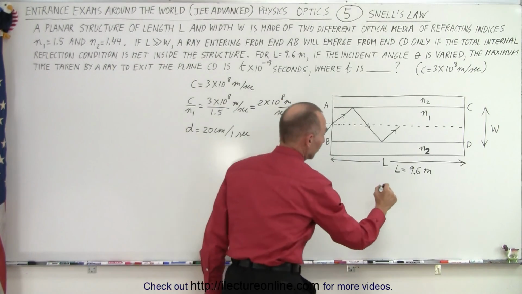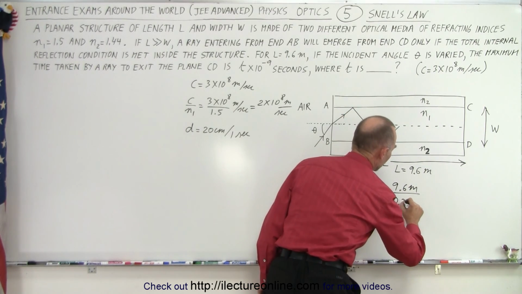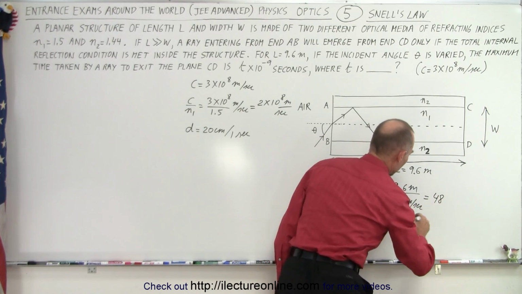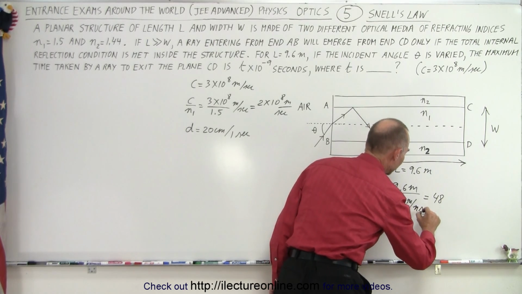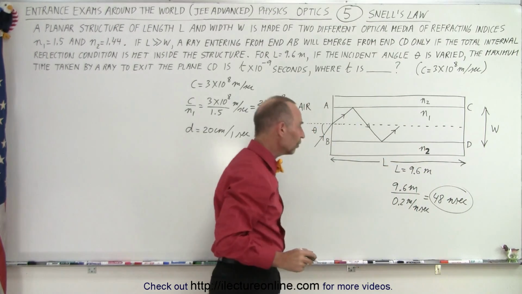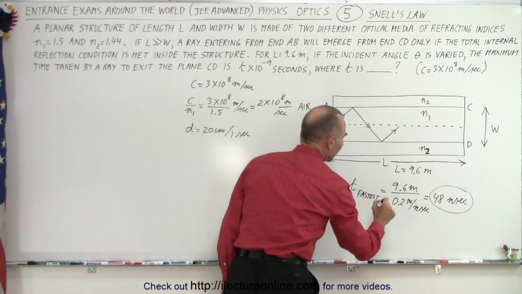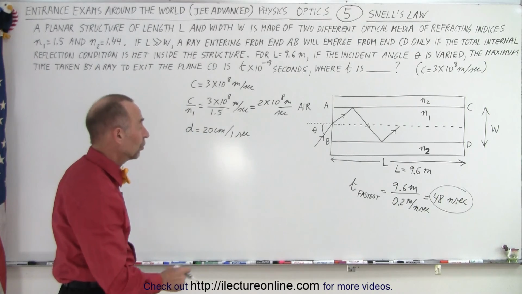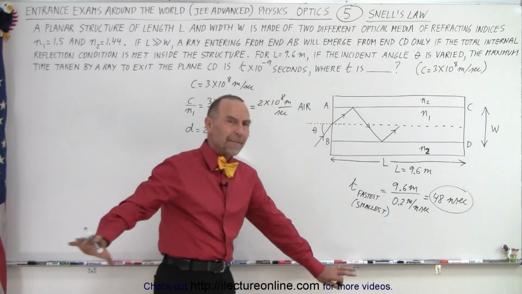So we take the distance, 9.6 meters divided by 0.2 meters per nanosecond, and that gives us 48 nanoseconds. So the fastest possible time, t fastest, is 48 nanoseconds. This is the smallest time. But what is the maximum time?